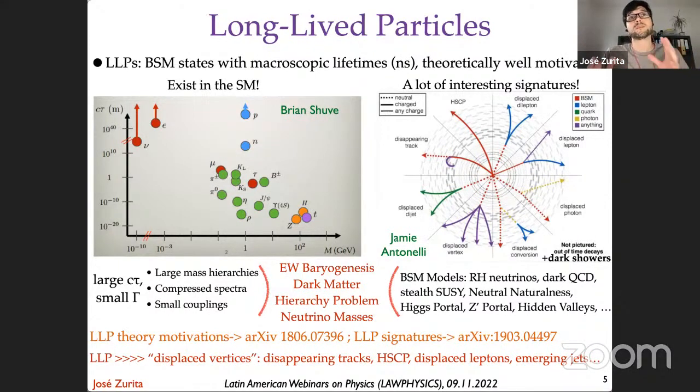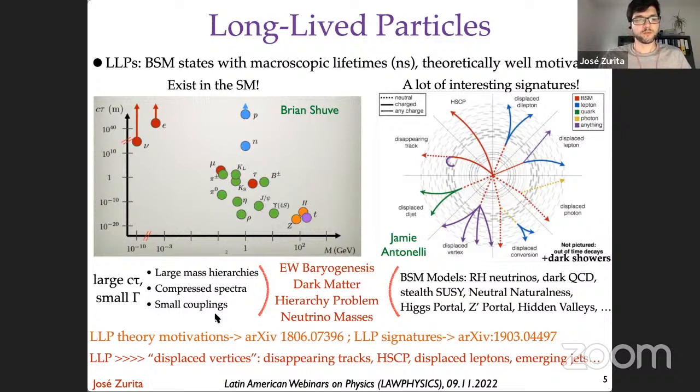Here, in contrast, depending on how long the particle lives and which kind of particle it is, what its standard model quantum numbers are, what it decays to, you will have this very nice sort of pixel diagram of the signatures. And here, not only are out-of-time decays not pictured, but also the full breadth of dark showers is not present, because when this diagram was made back in 2017, dark showers was just emerging as a sort of subfield within long-lived particles.